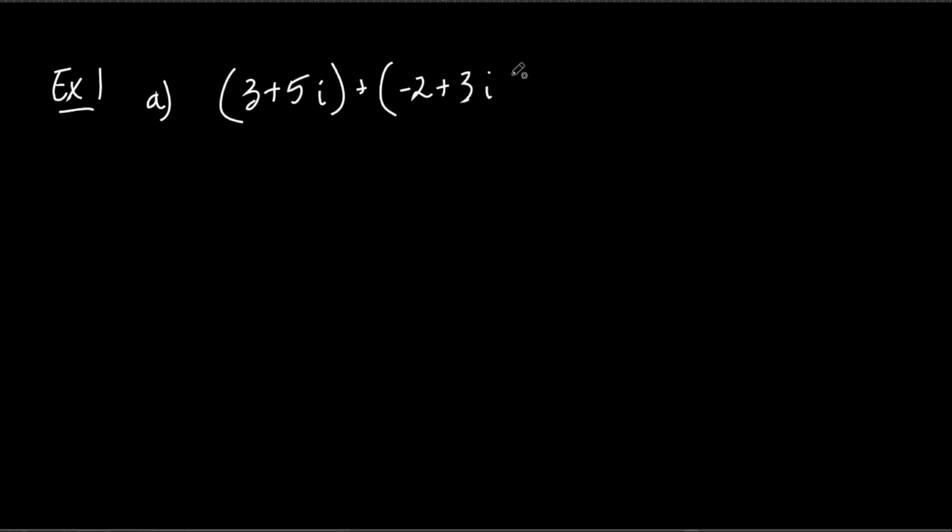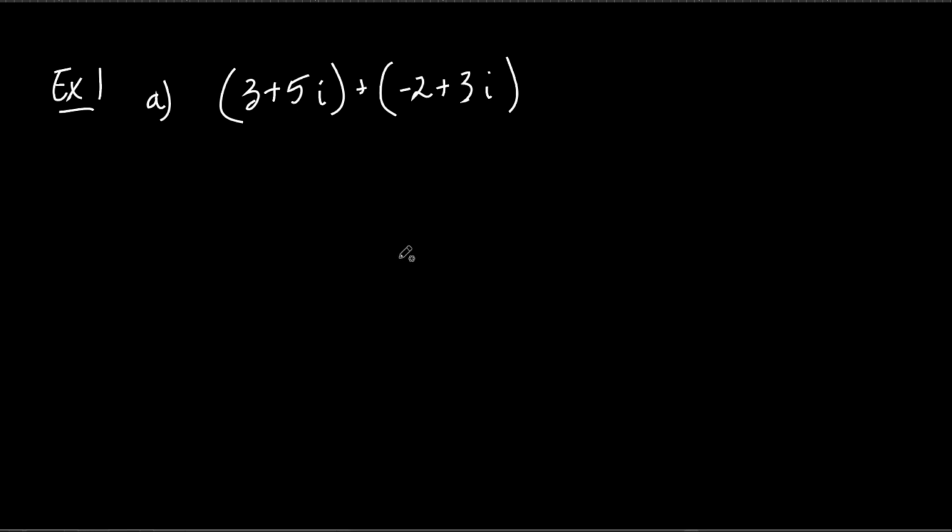All right, let's do a couple examples with some actual numbers instead of just the a and the b stuff. Let's put some numbers in here, okay? This is example 1a. So here we go. This is the kind of stuff you'll see on the homework. Example 1, plus negative 2 plus 3i. All right, so here we go.